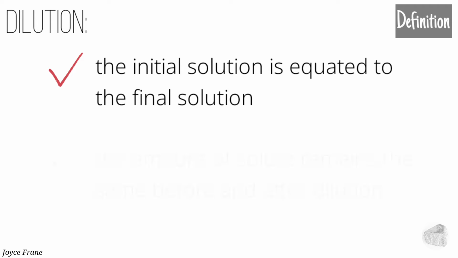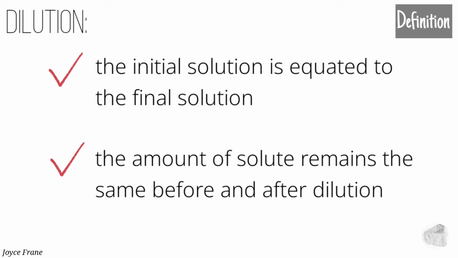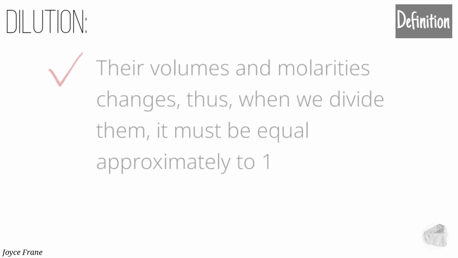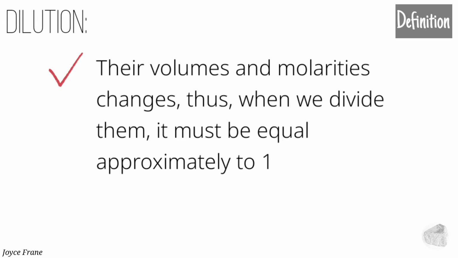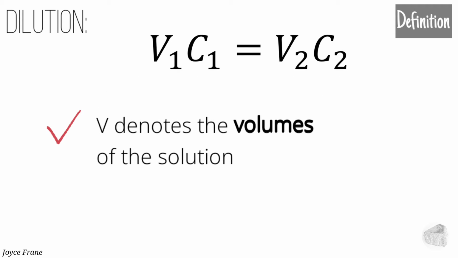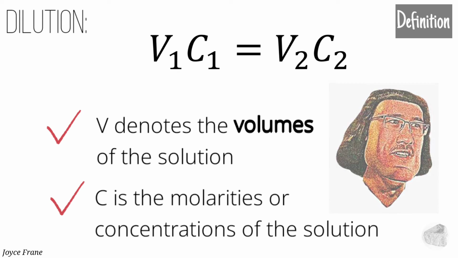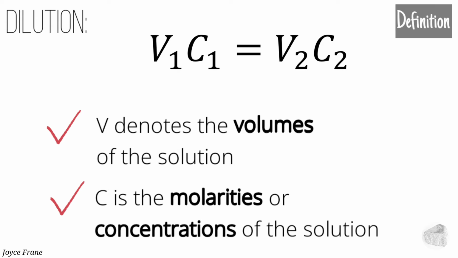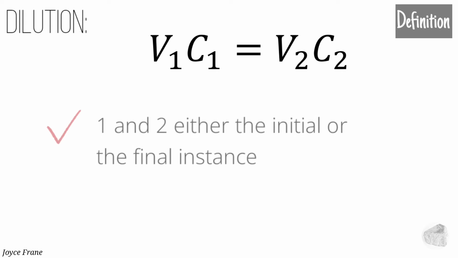This is because the amount of solute remains the same before and after dilution. Their volumes and molarities are the factors that change. Thus, when we divide them, it must be approximately equal to 1. Again, V denotes the volume of the solution, C is the molarity or concentration of the solution. 1 and 2 are linked to either the initial or the final instance of the dilution process.